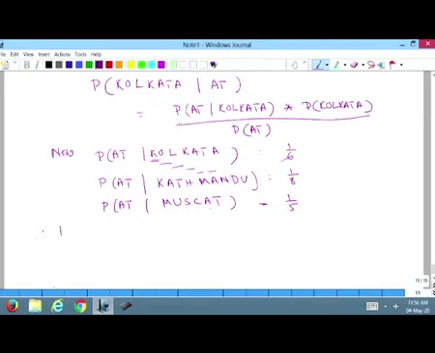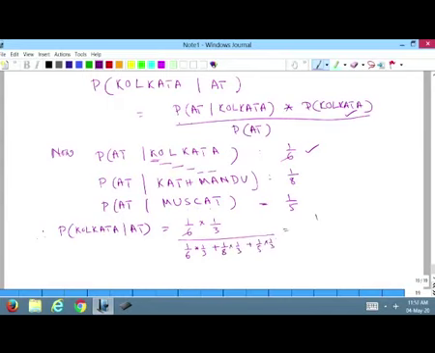Therefore, probability of Kolkata given AT is equal to probability of AT given Kolkata, which is 1 by 6, multiplied by probability of Kolkata, which is 1 by 3, divided by, as you can well understand, 1 by 6 into 1 by 3 plus 1 by 8 into 1 by 3 plus 1 by 5 into 1 by 3, is equal to 1 by 6 upon 1 by 6 plus 1 by 8 plus 1 by 5.